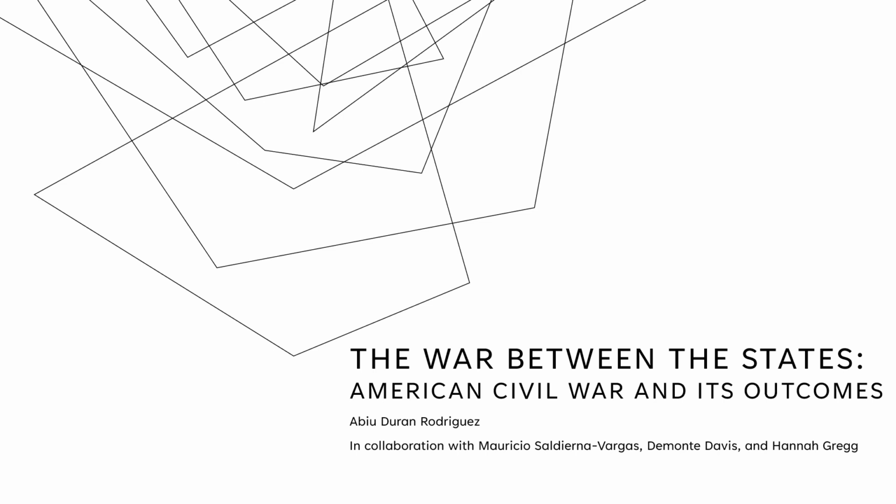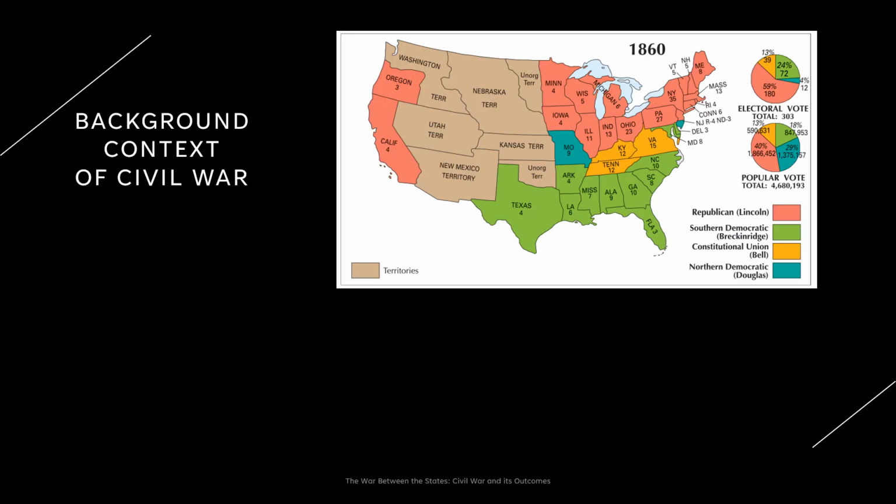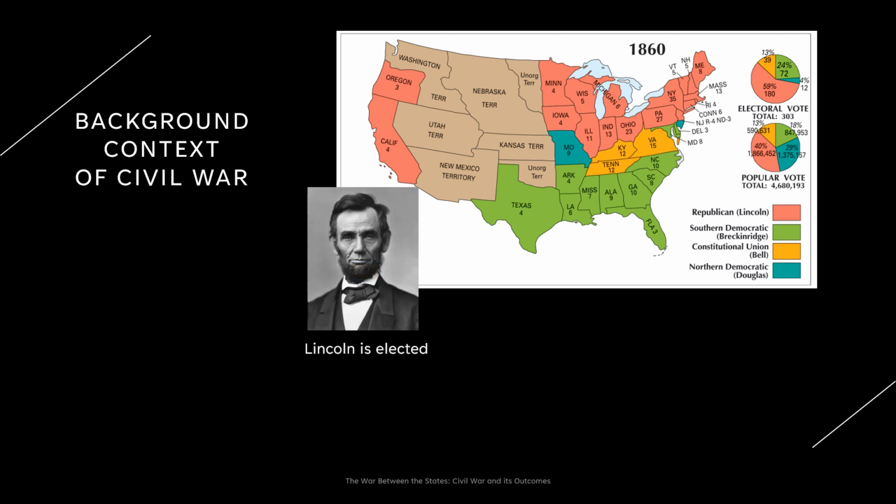Hello everyone. This presentation will provide you with a brief summary of the American Civil War and the result of this armed conflict. We need to go back in time to 1860, a presidential election year. Four candidates are contesting to win the sympathy of Americans and to collect enough electoral votes to win the race. In the end, it will be the Republican candidate, Abraham Lincoln, who will become victorious in this election.